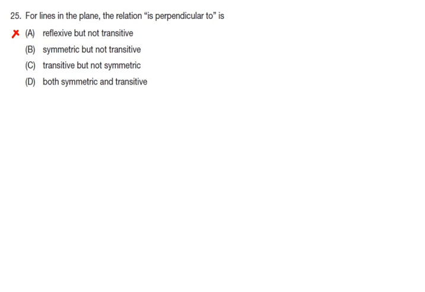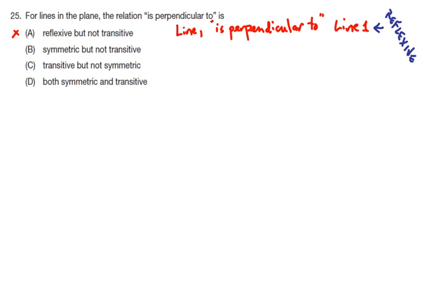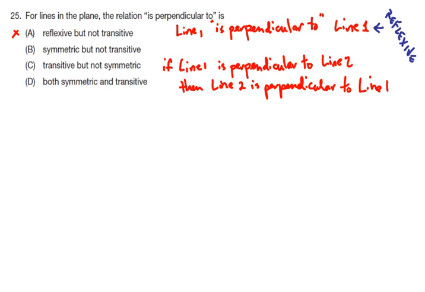A line cannot be perpendicular to itself. In order to be reflexive, it has to be that way. So that's the definition of reflexive. Line 1 would have to be perpendicular to line 1, which is not possible. All right, something is symmetric. When something is symmetric, we say if line 1 is perpendicular to line 2, then we should be able to flip it around and say line 2 is perpendicular to line 1. And that is true.